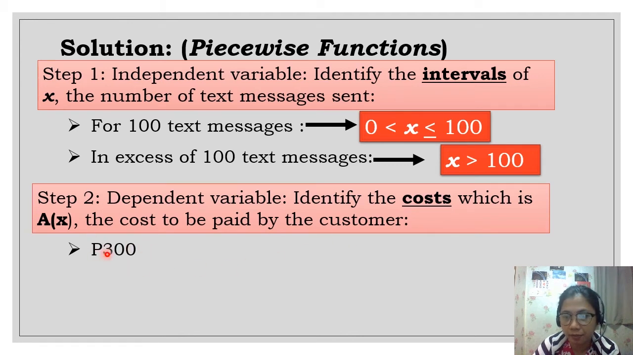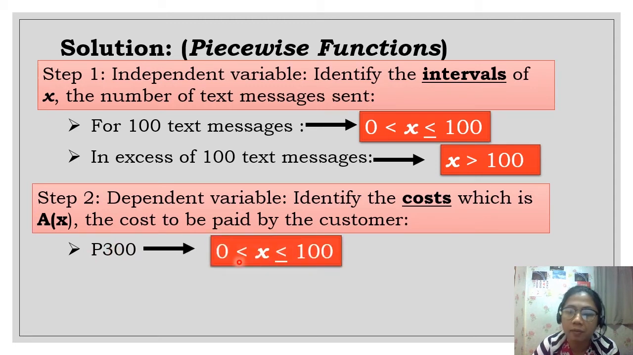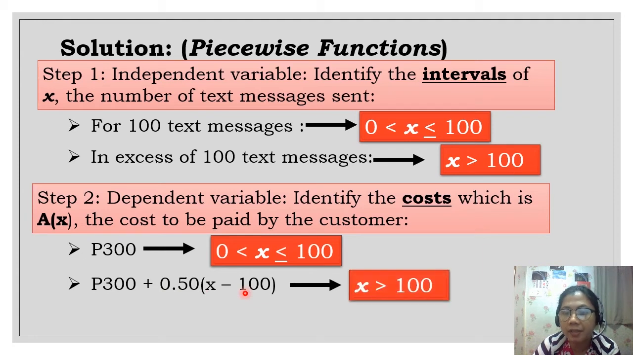We have 2 conditions also for this. We have first cost, which is 300 pesos. That is if the text messages sent is from 0 to 100 text messages. And we will have another cost, which is 300 plus 0.50 times x minus 100 if the text messages sent is greater than 100. As you notice, we have here the quantity x minus 100. X represents text messages greater than 100, and we will subtract 100 since this 100 represents the 100 free text messages. What is left after deducting is the excess to the 100 free text messages, which will be charged 50 cents. That's why we will multiply their difference to 50 cents.